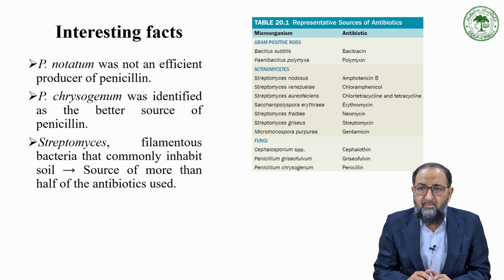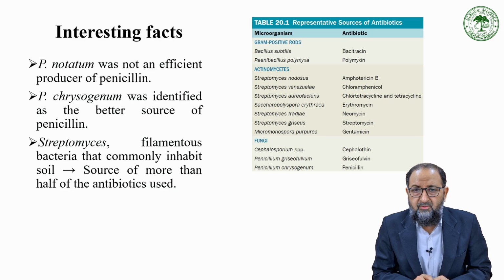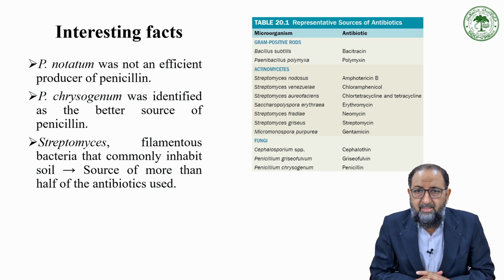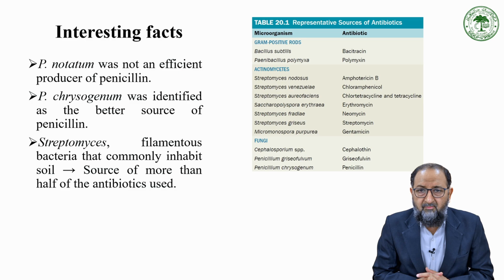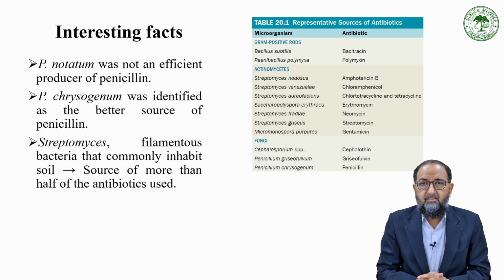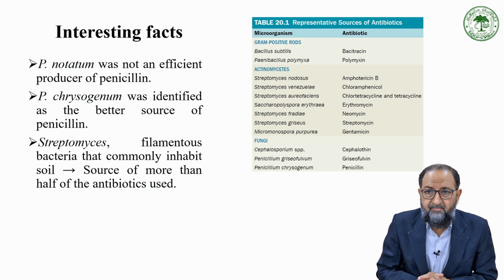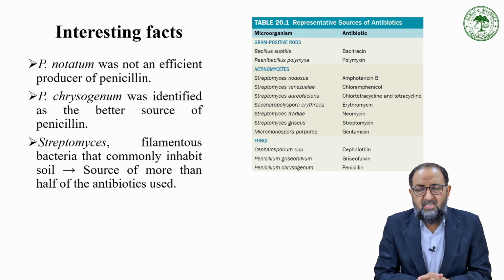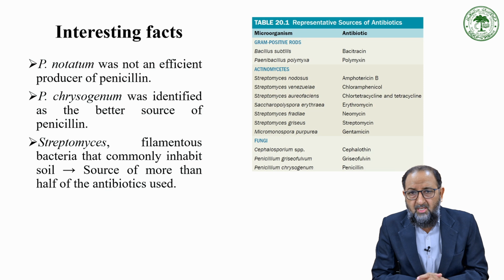So if you look at this table, you find the gram-positive rod bacteria, Bacillus subtilis, then we have Paenibacillus polymyxa. They form polymyxin and bacitracin. So these are all antibiotics. So antibiotics are produced from Bacillus subtilis, bacitracin. Then we have P. polymyxa, polymyxin, which is the latest antibiotic, we call polymyxin or colistin antibiotic, which are called a last resort of antibiotics.